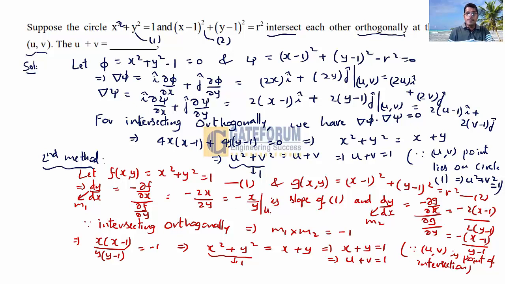Then right here, minus u by v. You can write here at u comma v. You'll be getting the slope minus of 2 minus 1 divided by b minus. Finally, you'll be getting like this. So the answer is u plus v is equal to 1. This is the end of the question.